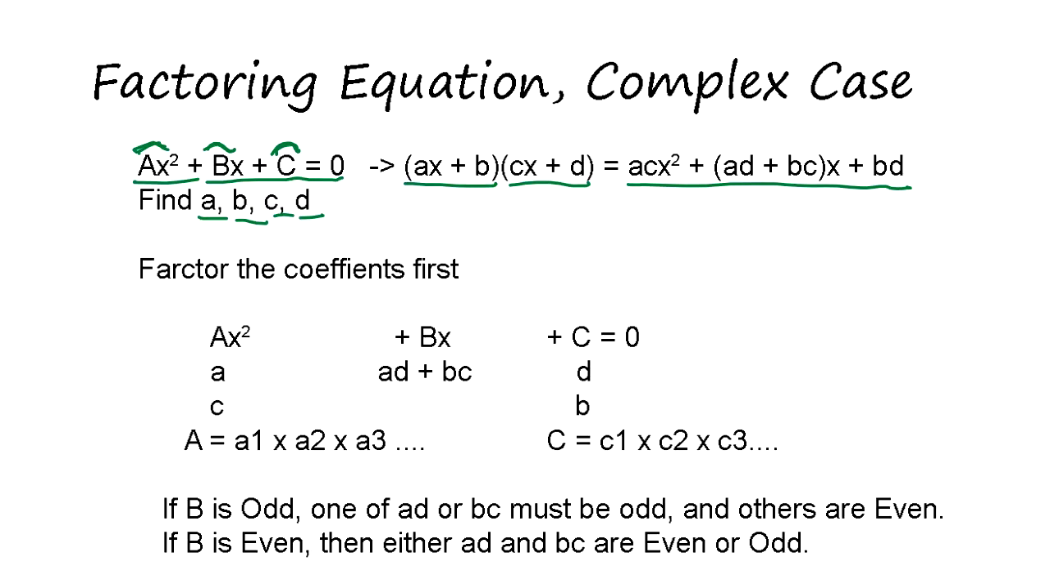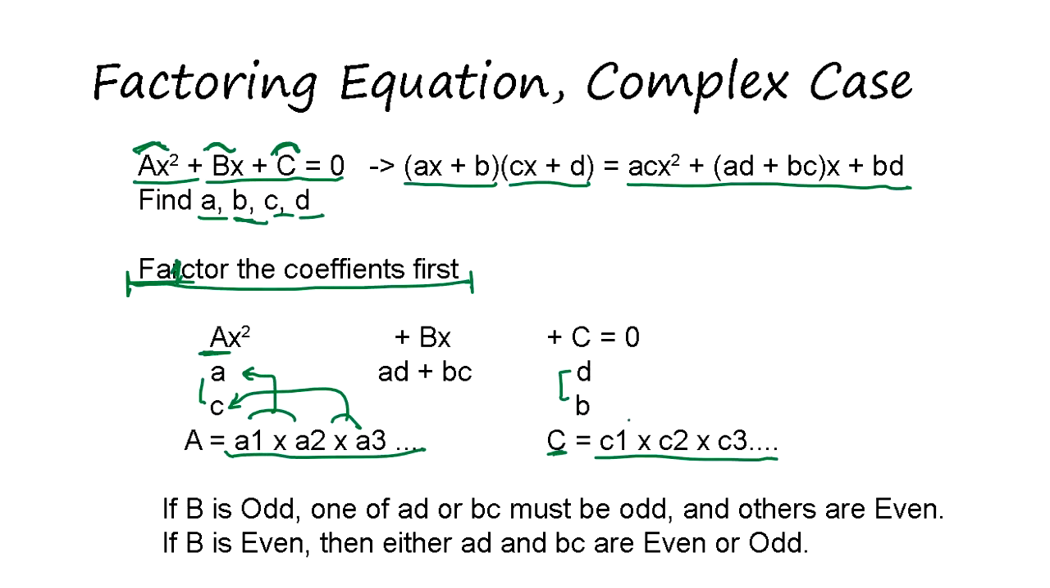If the number is large, then we have to use a systematic way to determine a, b, c, d. Now, this capital A is a multiplication of a and c. When we factor it into prime numbers, then some prime numbers go here and some go here. And capital C the same way. We factor capital C into prime numbers, then some go here and some go here.